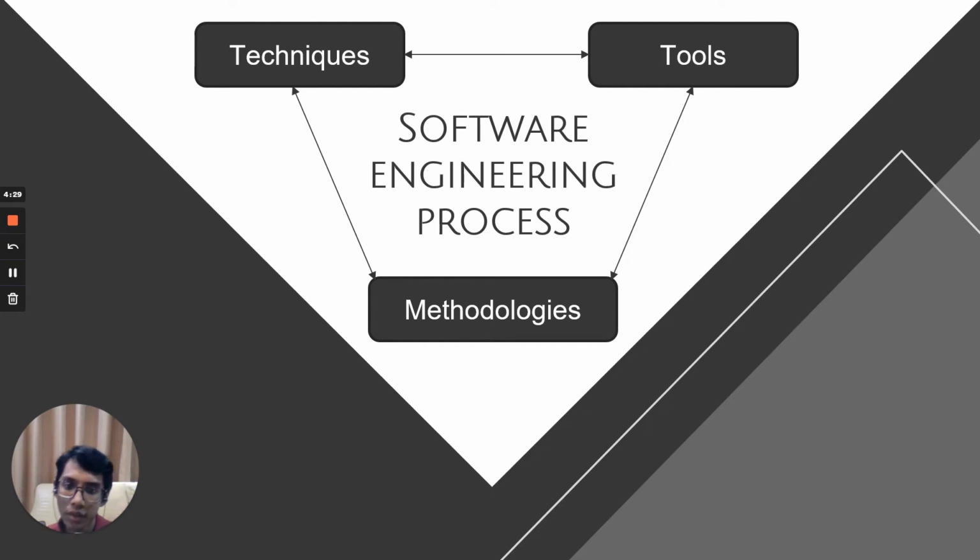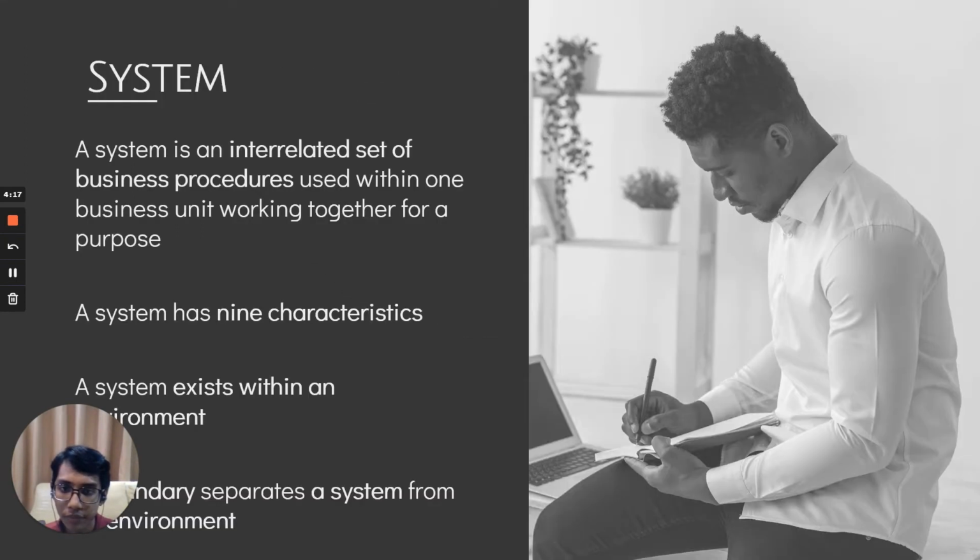In a software engineering process, there is a cycle which consists of three elements, which are methodologies, tools, and techniques, which are related. Besides that, we are going to talk about the system. A system is an interrelated set of business procedures used within one business unit, working together for a purpose.